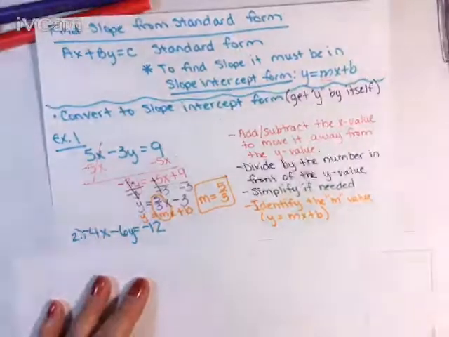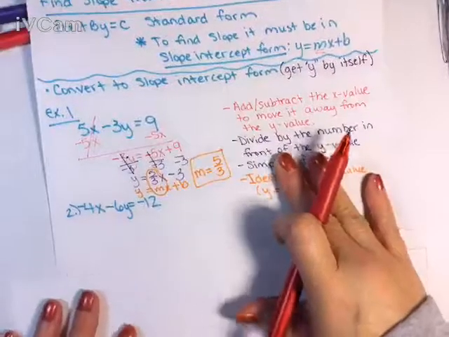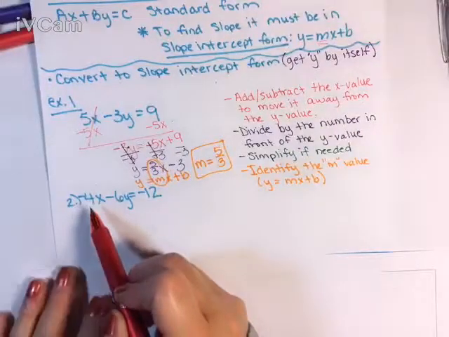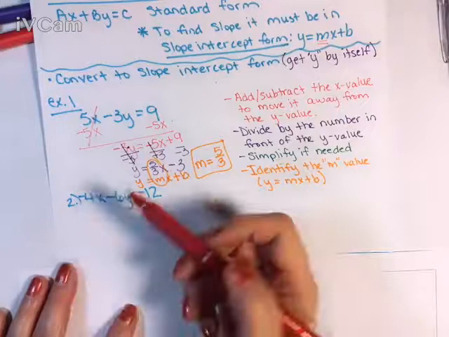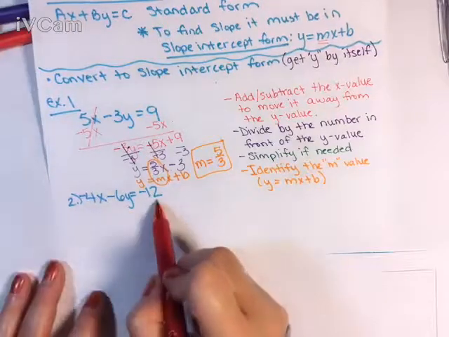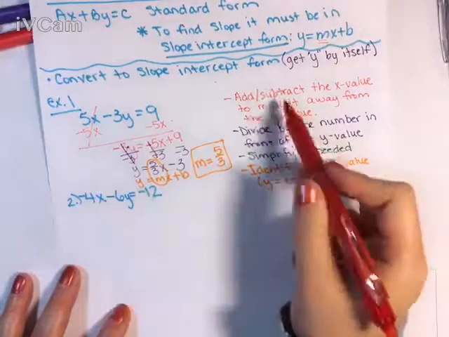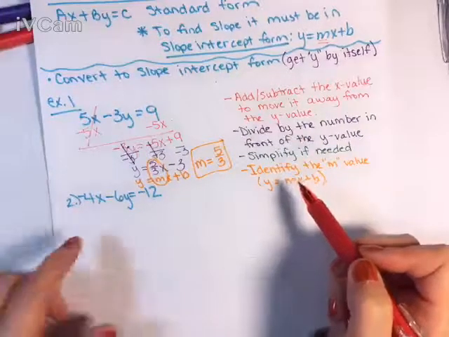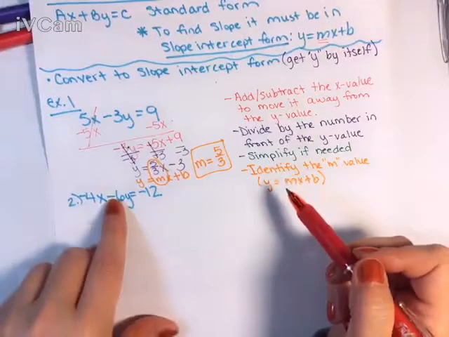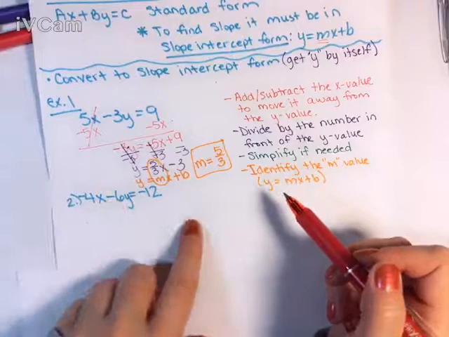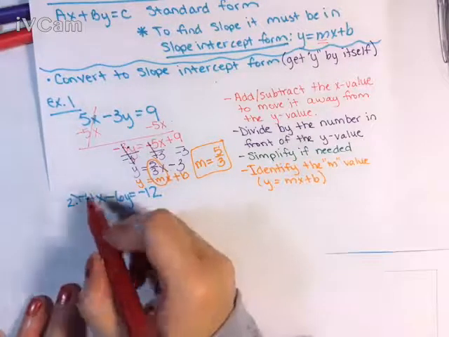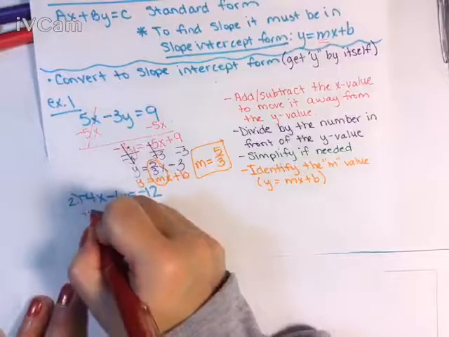Okay, so looking at example 2, this one isn't quite in standard form because your a value isn't equal to a positive number, but that's fine. We're still gonna look at it as it's just not in slope-intercept form. So if they gave you this problem and they want you to find the slope, we're still gonna follow those same steps. So we're gonna take our x value, move it away from the side that has the y, divide by the number in front of your y, simplify if you can, and then identify your m value. So right now it's negative, so we're gonna add it to both sides.